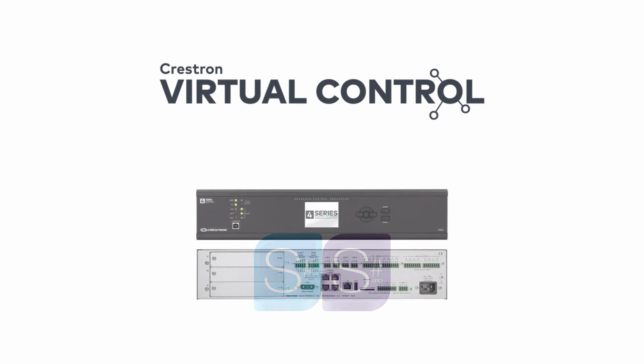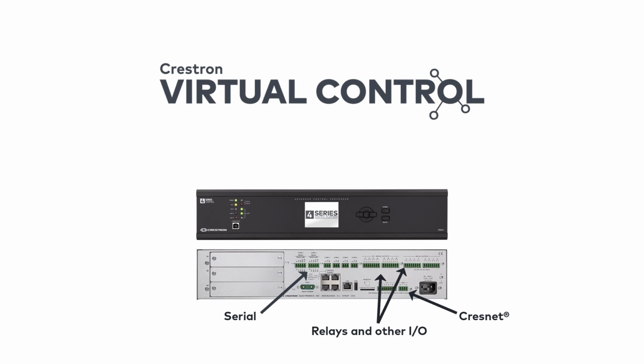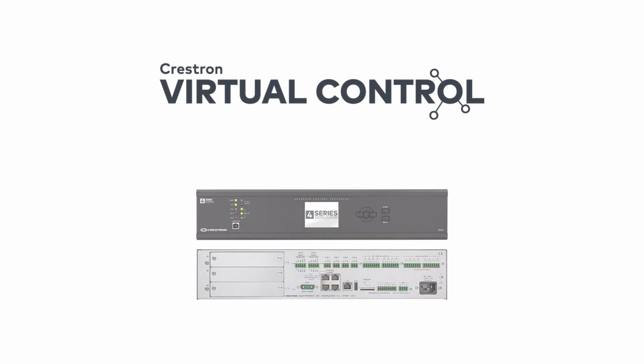There are some differences between Crestron Virtual Control and an appliance control processor such as a Pro-4 that you need to keep in mind. An appliance processor has built-in communications such as CrestNet and Serial, as well as relays and other I/O ports that are not part of a server-based Crestron Virtual Control system. These ports can still be used by adding hardware to deliver those ports to our program using the network.